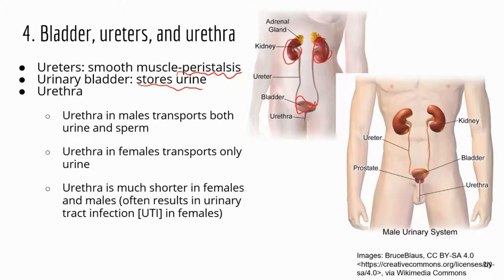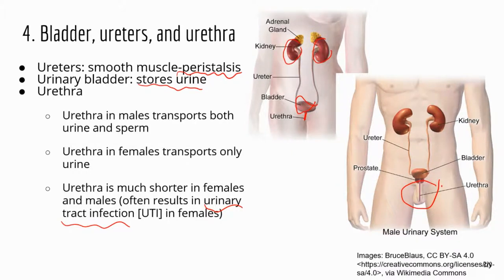Now, the last structure in the urinary system is the urethra. The urethra in males is a little bit special because it goes through the penis. You can see the picture right here. For males, the urethra is a lot longer than the female urethra. That's why females tend to get UTIs, urinary tract infections, more than males, because the urethra is much shorter, so it's easier for bacteria to get deeper into the urinary system and infect the bladder or the kidneys.